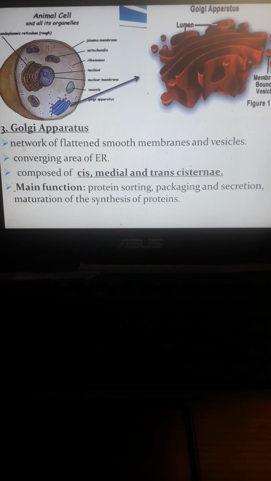To continue with our discussions about the cell organelles, we go now to the Golgi apparatus. The Golgi apparatus is a network of flattened, smooth membranes and vesicles. It is located near or beside the endoplasmic reticulum. It is composed of cis, medial, and trans cisternae. Main function: protein sorting or arrangement, packaging, secretion, and maturation of synthesized proteins.